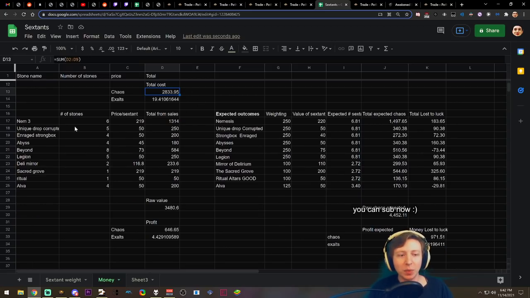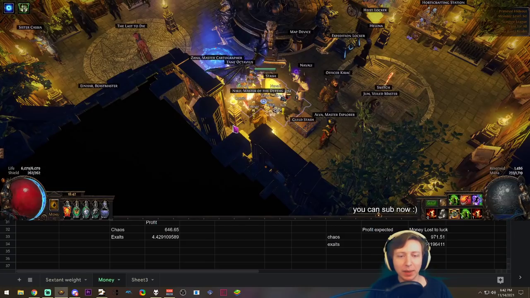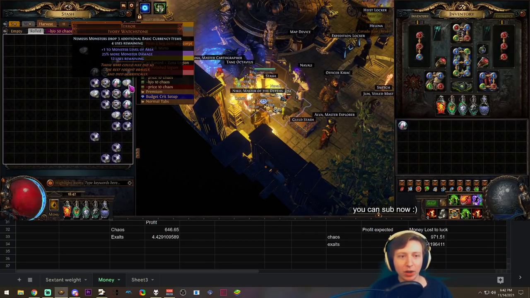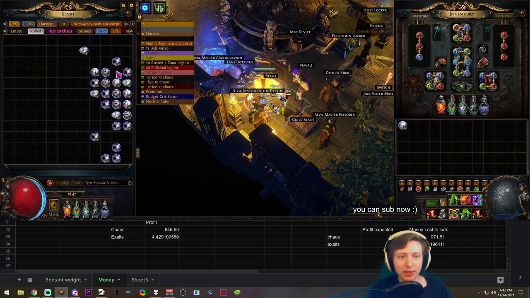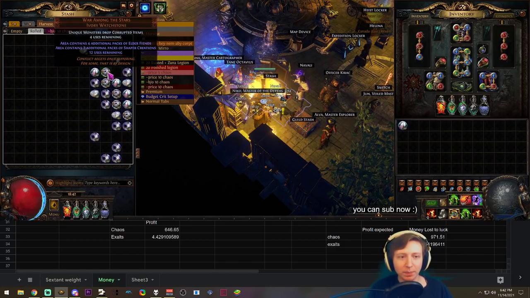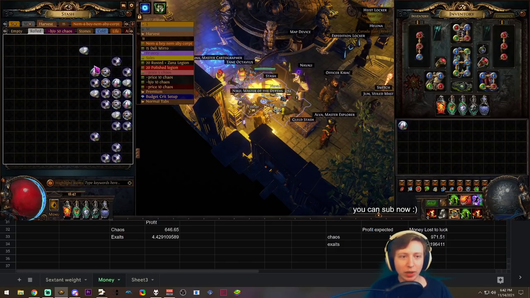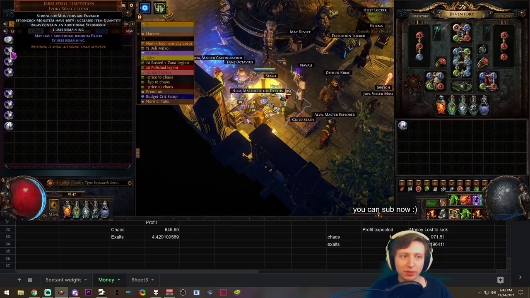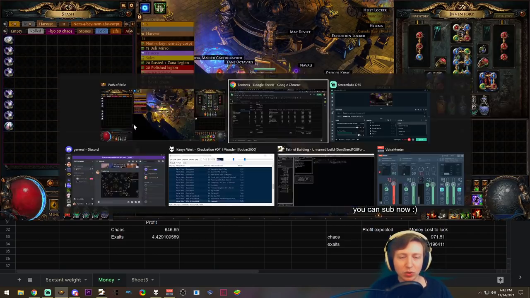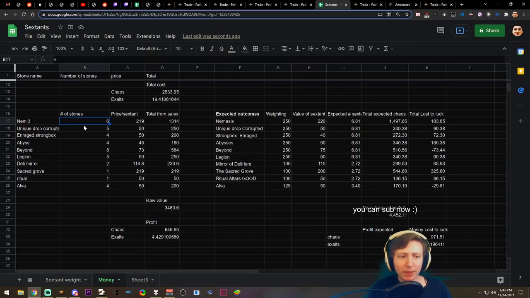So here is what I got. You can see them in my stash tab here, but I put them in the Google Sheet as well. I got all of these Nemesis. I got all these Beyond. I started organizing them so that I could use them. I got the unique monsters drop corrupted items, some Abyss, Sacred Grove. I sold 2 Deli Mirrors off. I sold my Legions already. I have some Elvas here and some strong box monsters. But I got 6 Nemesis. I got all of these here. This is very nice.